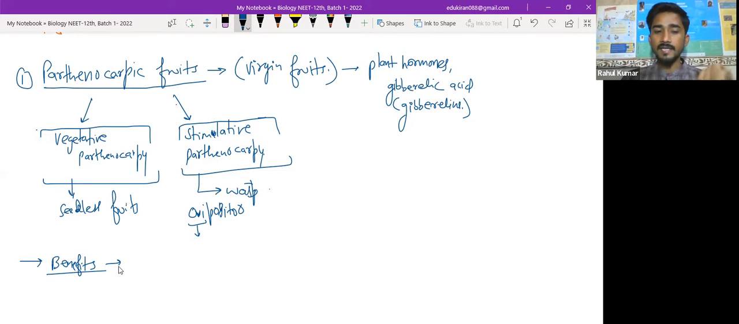better quality and seedless. Next point, it reduces the cost of cultivation. You can also say it increases the margin of profit. So that's why it reduces the cost of cultivation.